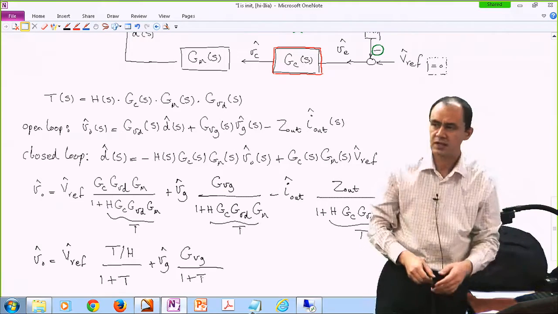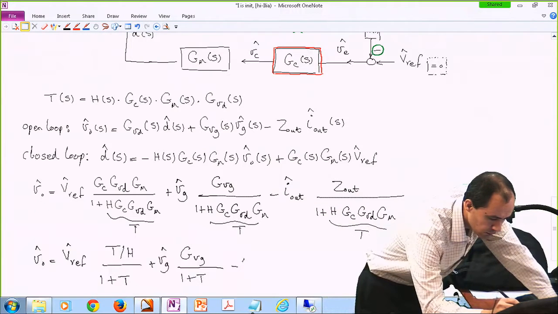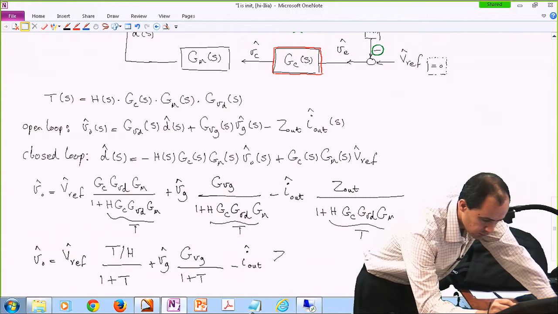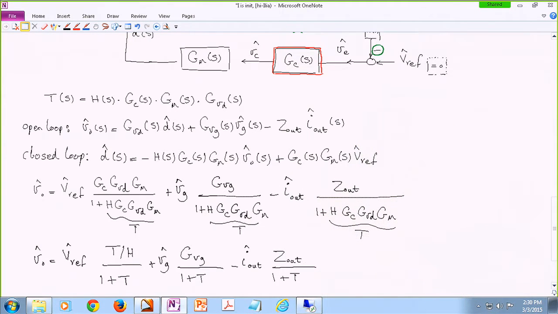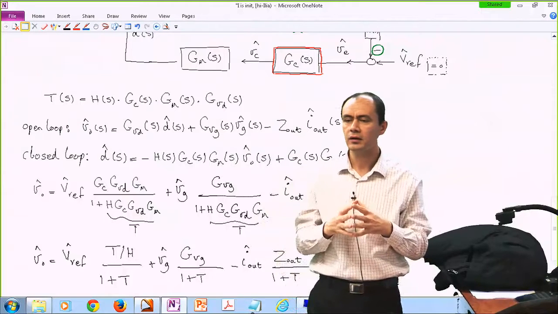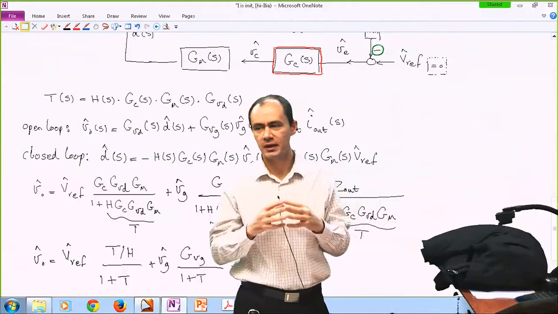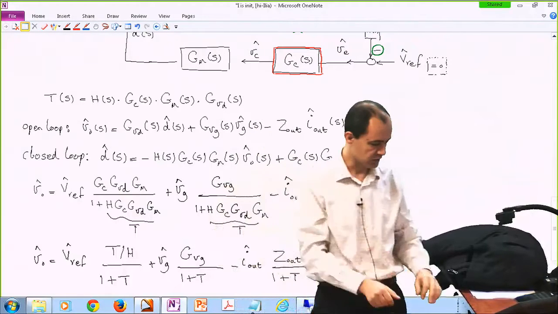Remember, all of these things are transfer functions. I just don't write the S anymore because it's going to get really large. But GVG is a transfer function of its own. All right. So we are trying to write these equations in the end to find out what kind of characteristics or features we expect from our loop gain, which is transfer function T, basically.